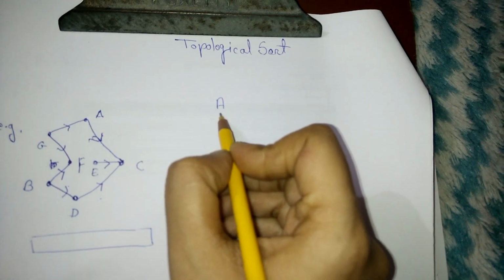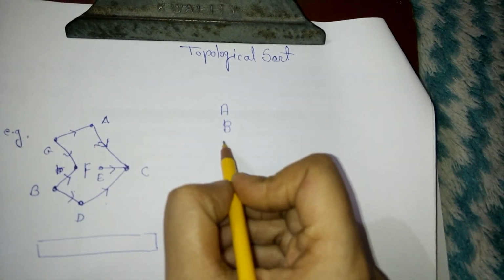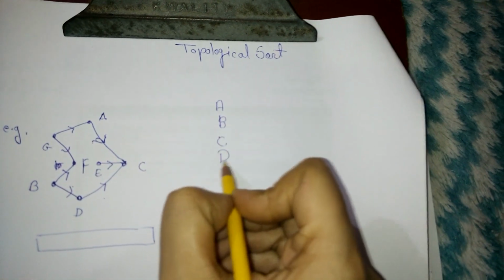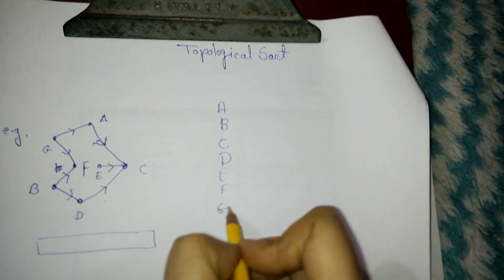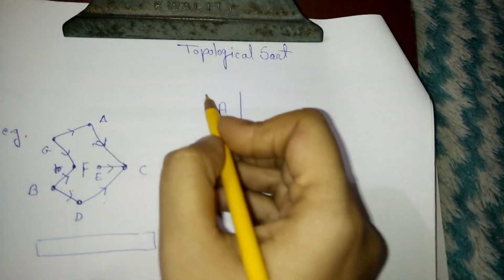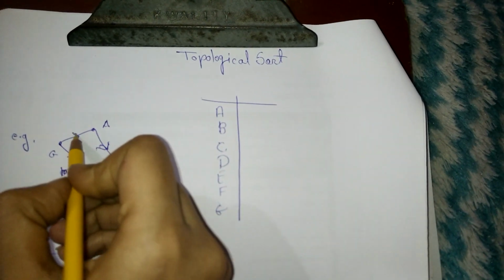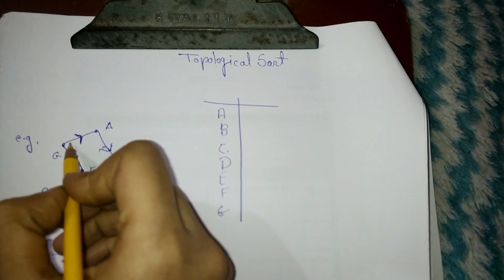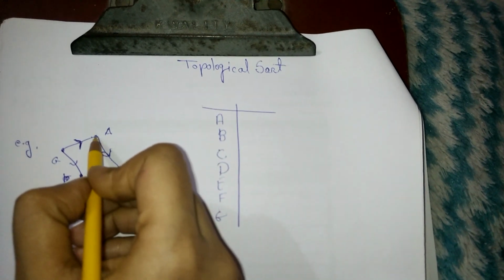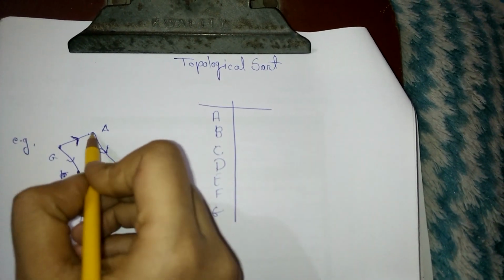First, note down all the nodes of your graph: A, B, C, D, E, F and G. Once you have noted down the nodes, find out the in degree of that graph. Now in degree is nothing but the incoming edges of that graph. If we see the point A, we are having a single incoming edge.